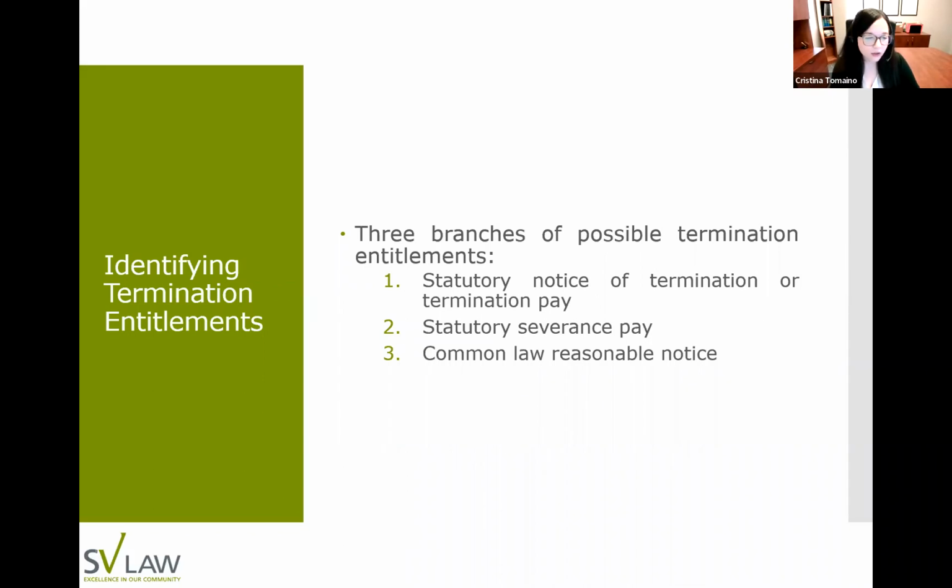And then the third is common law reasonable notice. So this is the big one when it comes to liability. If you've seen any of my employment law colleagues on, say, CP24 advertising that, oh, if you've been terminated, you may be entitled to, say, 2 years' pay, that's the common law reasonable notice. So we'll spend quite a lot of time there today.